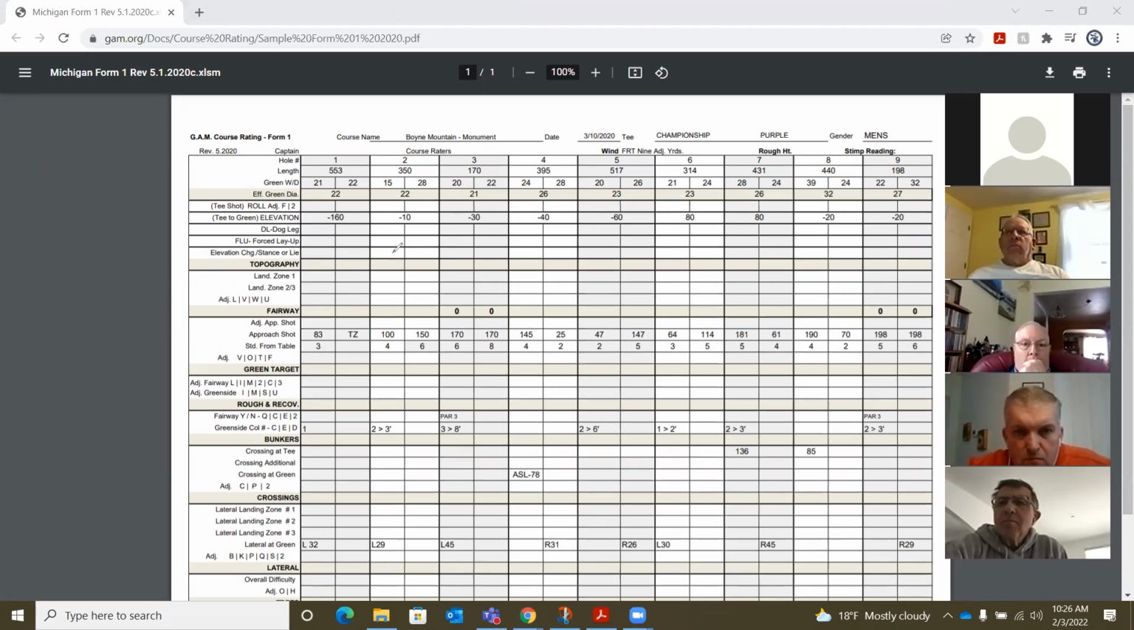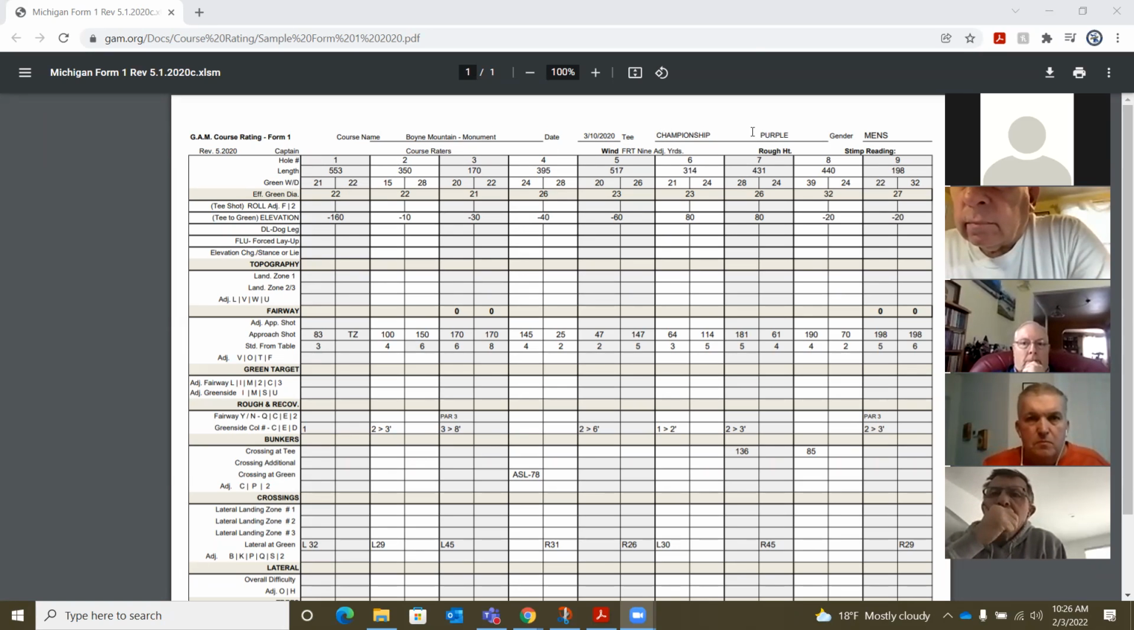So I just want to preface, I think this is the first time we've shown a Form 1 for some of you folks. This is what you'll get when you get to the golf course. It'll be assigned to you, and you'll have your tee color there, your gender there. It'll have a few other pieces of information that aren't listed here, rough height, stimpmeter. But basically, when we're looking at roll, we're looking at this section right here.